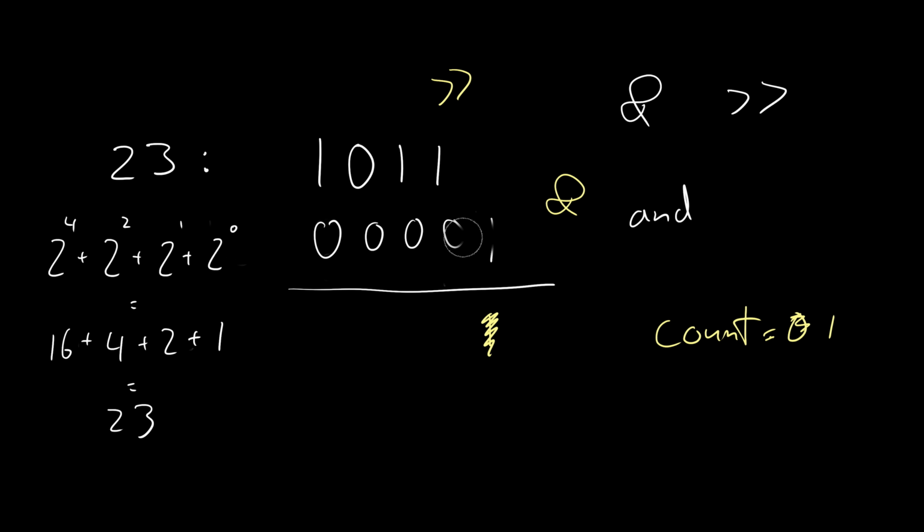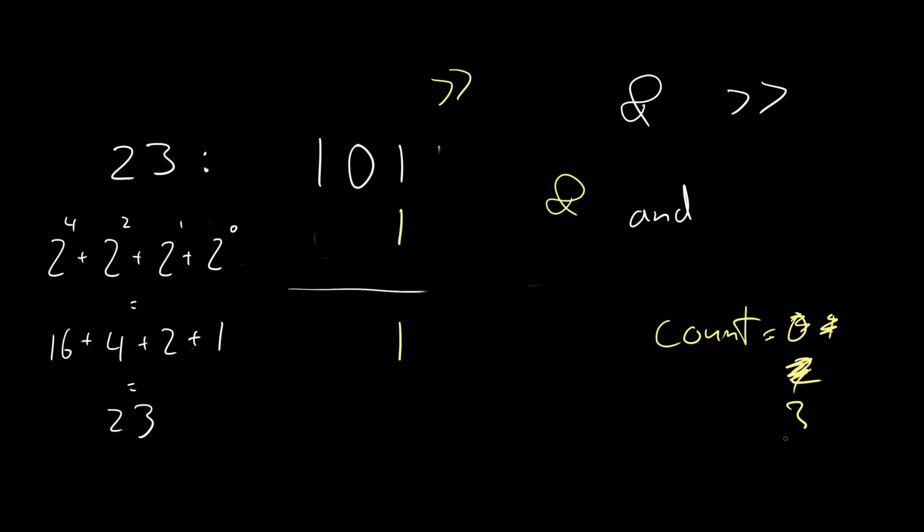So once you shift, you get 1, 0, 1, 1. You do the AND operation with this guy, and then you get a 1 here. So you add a 1 to your count, so now it becomes 2. And then you shift again, now it becomes 1, 0, 0. And then you do the AND operation here, you get 1. So now the count becomes 3.